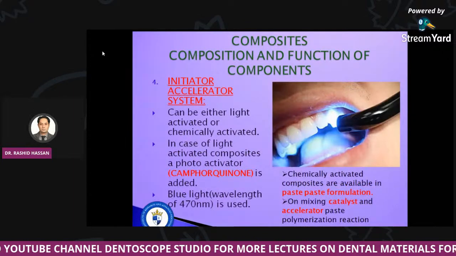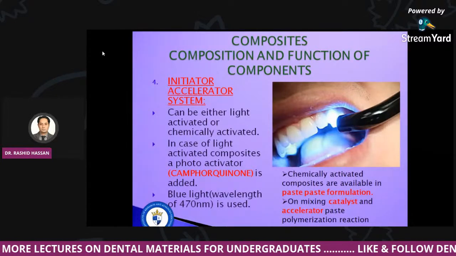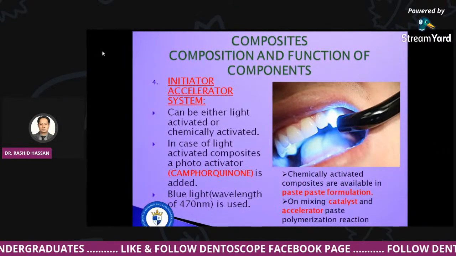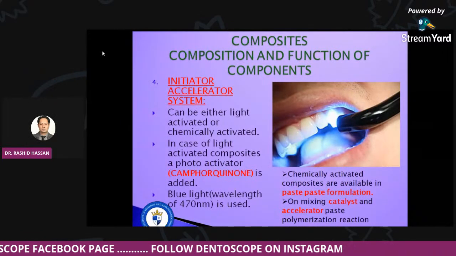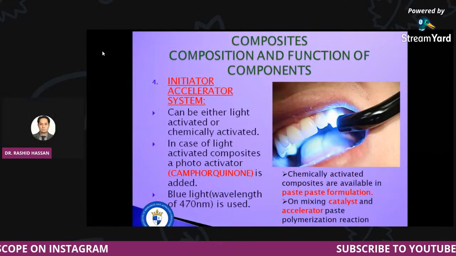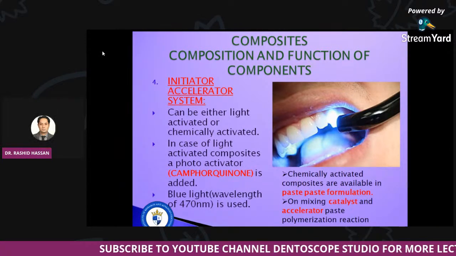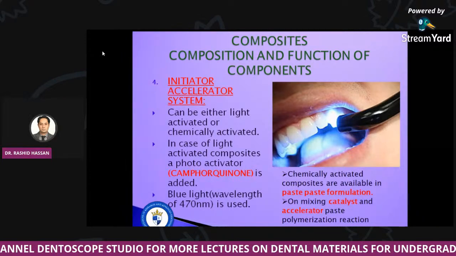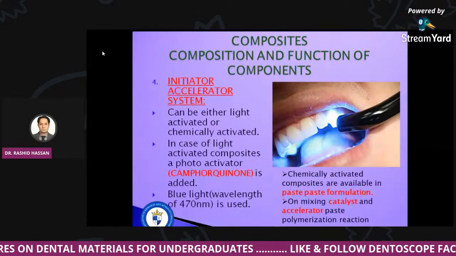Then the fourth component, the initiator activator system. I told you in the introduction that it can either be light activated or chemically activated. In case of light activated, there is a special component which is added, known as camphorquinone, because it has a tendency to get activated by blue light. It gets activated by the blue curing light at 470 nanometers. The curing light that we use in the dental surgery has a wavelength of 470 nanometers.